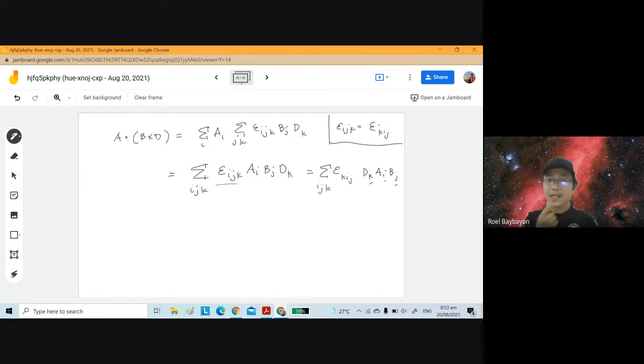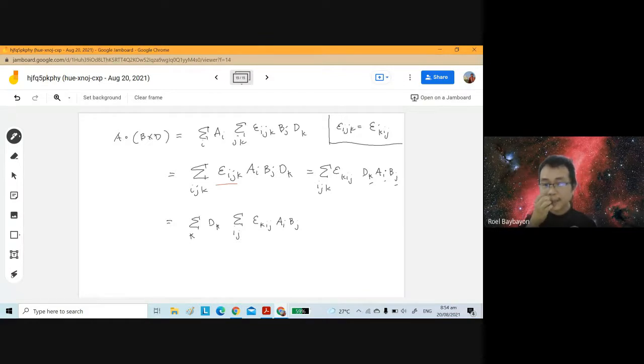We get this form: epsilon KIJ, DK, A I, and B J. We have rearranged. I write K outside: summation over K, DK. And the remaining summation is over I and J: epsilon KIJ A I B J. Okay? I rearranged it, taking DK and its summation out, and the summation of IJ remains.